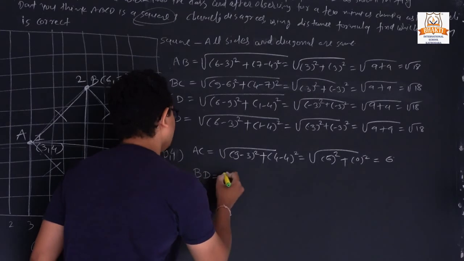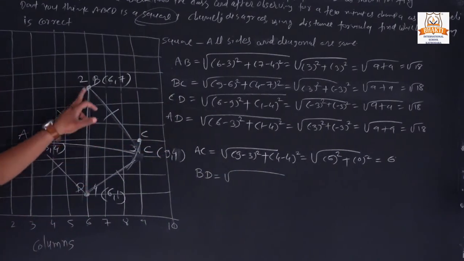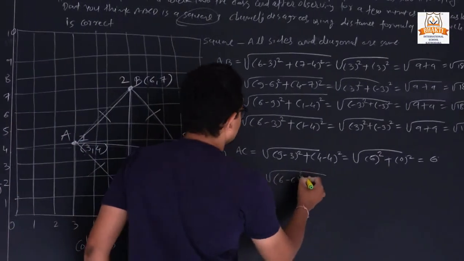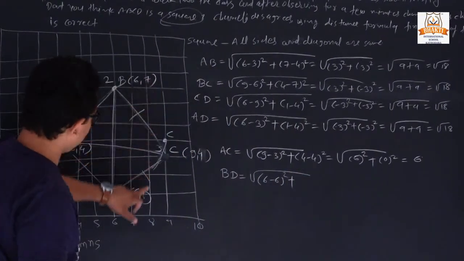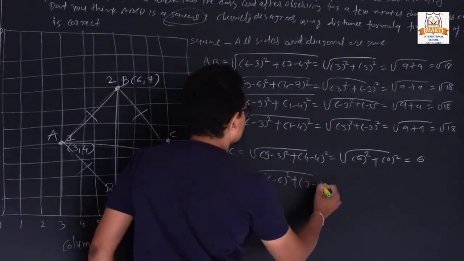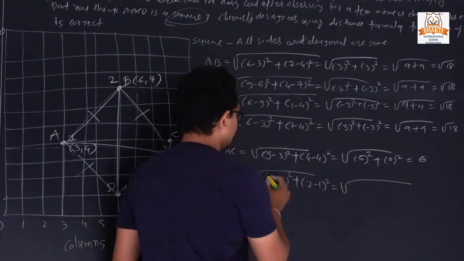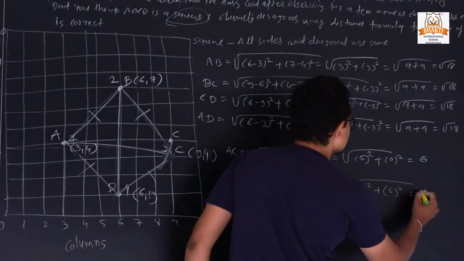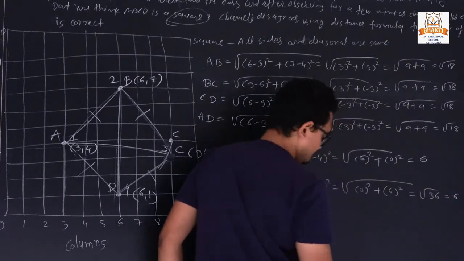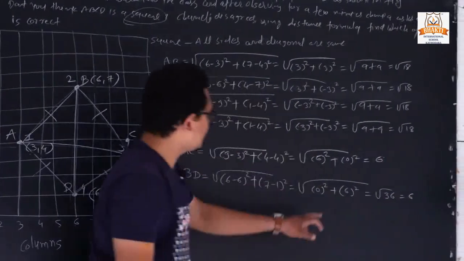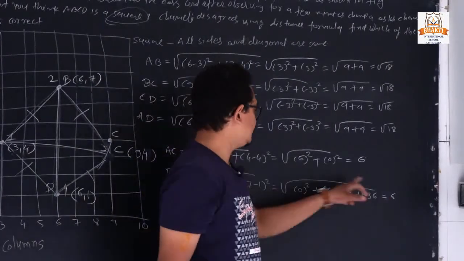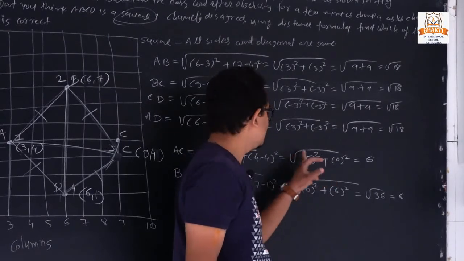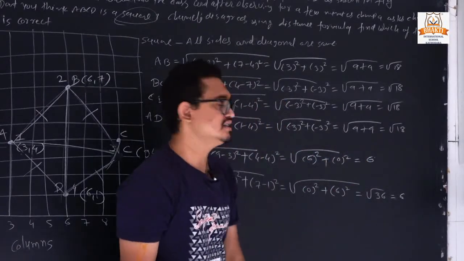Now we can also find for BD. So (6 minus 6) whole square plus (7 minus 1) whole square. 6 minus 6, so 0 square. 7 minus 1, so it will be only 6. So it is 36. So answer is 6. Once again, it means what? Under root of 36 is 6 and here 6 whole square 36. 36 plus 0, so only 36. So square root of 36 once again 6.